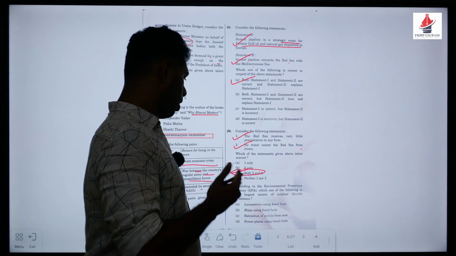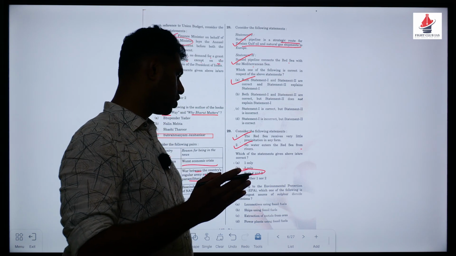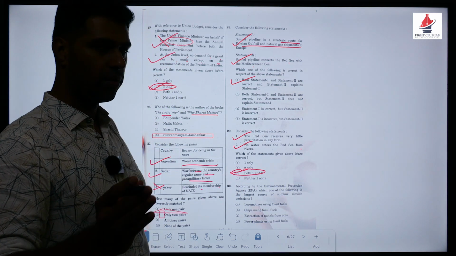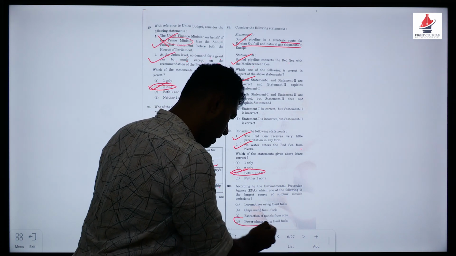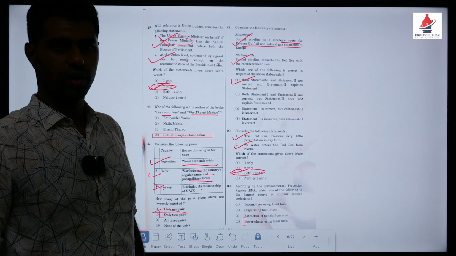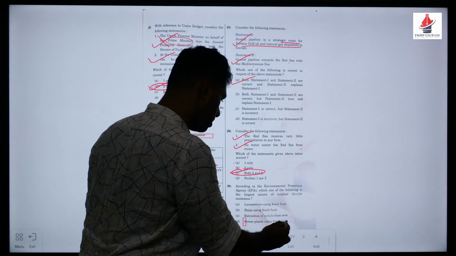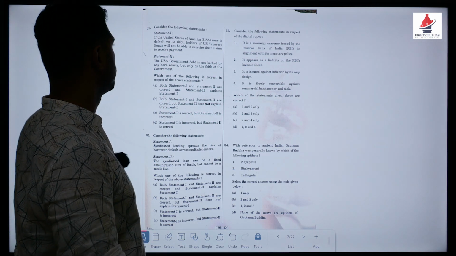Clear? Moving to the 30th one, according to the Environmental Protection Agency, which of the following is the largest source of sulfur dioxide emissions? So, in this case, you find that the answer is power plants are the ones which are the major emitters of sulfur dioxide emissions. Right? Answer is D. Clear? Moving on to the next one.